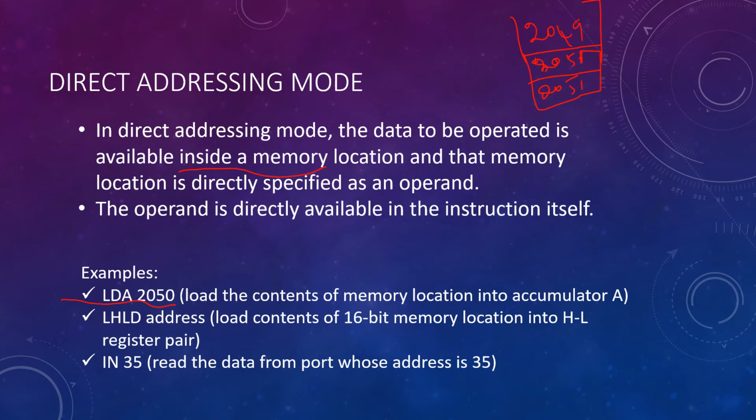Let us assume that we are having the value 45H in memory location 2050. Then in direct addressing mode, the value 45 in the memory location 2050 will be directly assigned to the accumulator A. A takes the value 45H. So this is direct addressing mode.